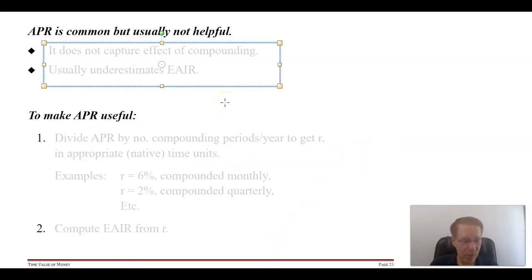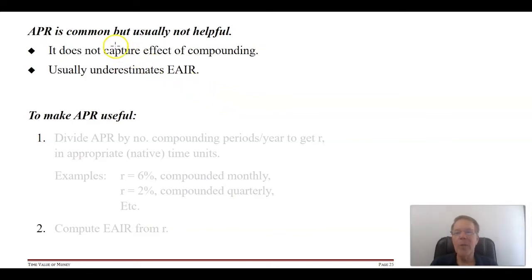So, bad news about APR. It's very common, but it's usually not helpful. It doesn't capture the awesome power of compounding, which, again, almost every contract in the world has, except for a couple of exceptions in things like real estate construction, etc. And it almost always underestimates the equivalent annual interest rate, which is the word and the way of evaluating everything with units of years. So that's not so great.